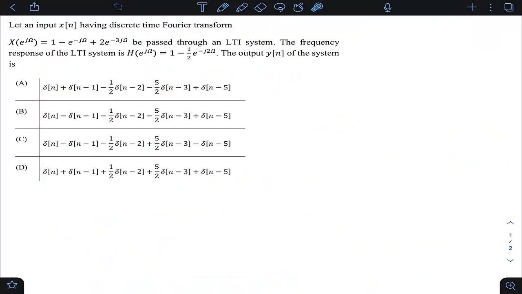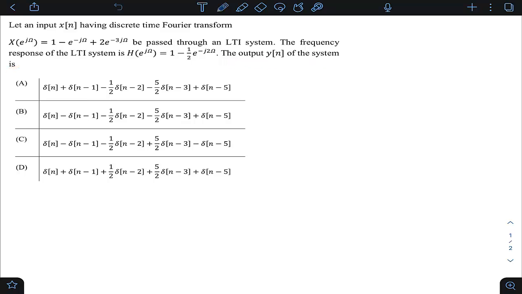This question was asked in GATE 23 of electronics. This is from the signals and systems subject and from the DTFT topic. The question is: let an input x[n] having discrete time Fourier transform X(e^jω) be given by this equation and be passed through an LTI system. The frequency response of the LTI system, H(e^jω), is given. The output y[n] of the system is?